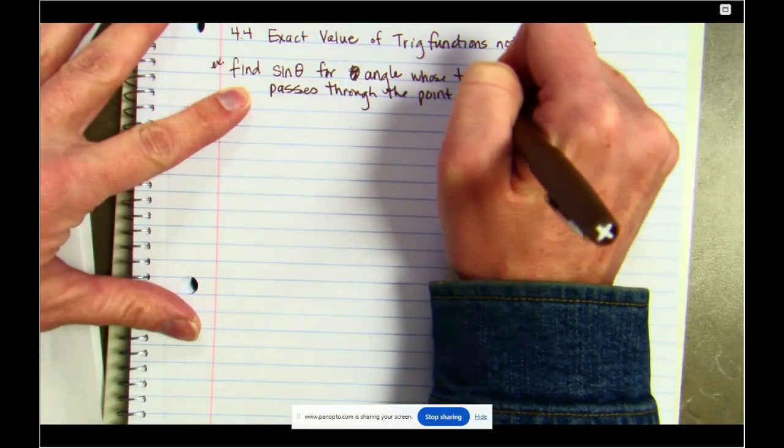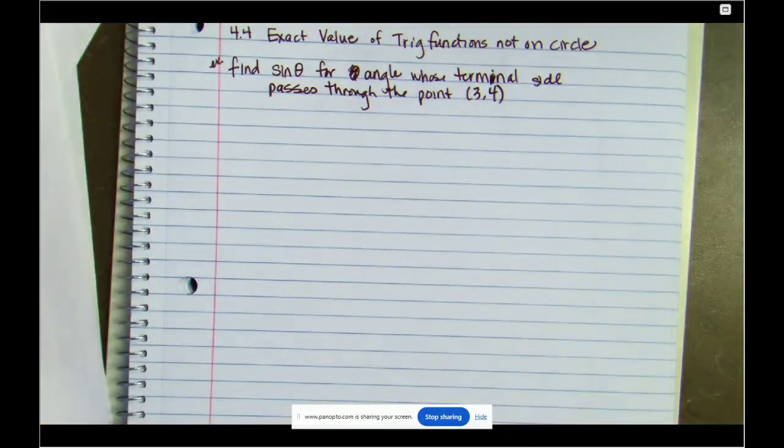Okay, so what I'm going to do is show you the math behind one of these, and then I'm going to give you the formula. So it says find the sine for the angle whose terminal side passes through the point 3,4. Your notes, write whatever you want.